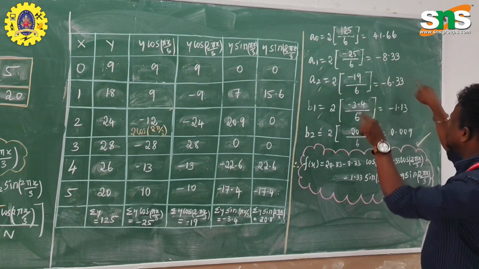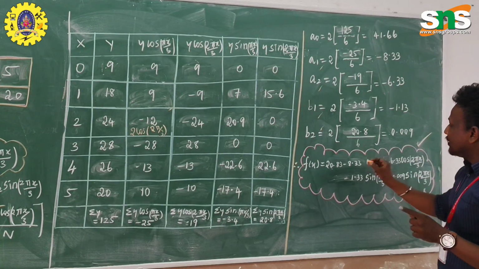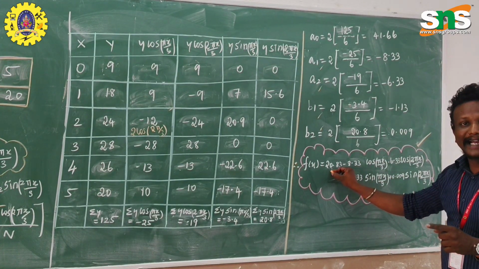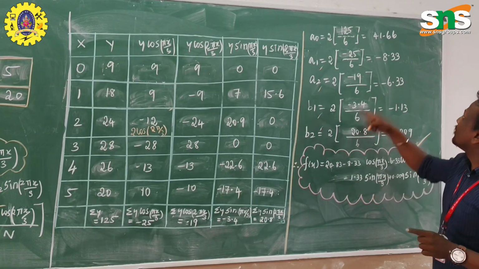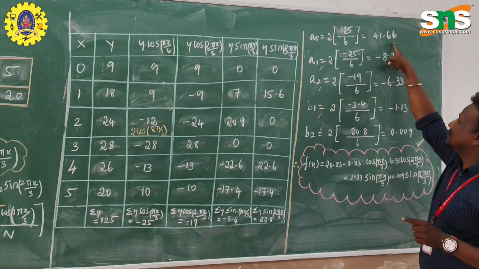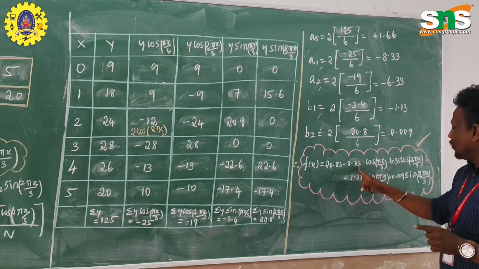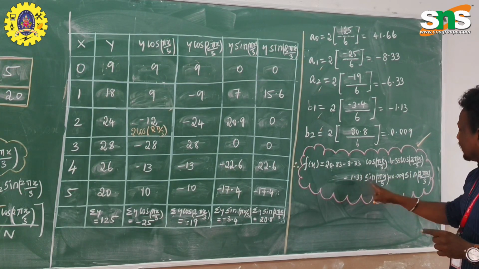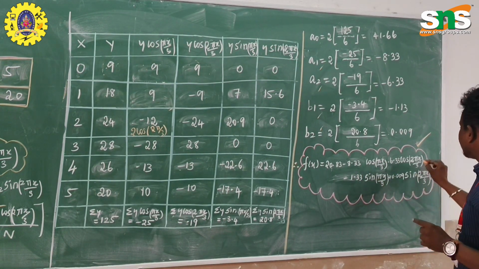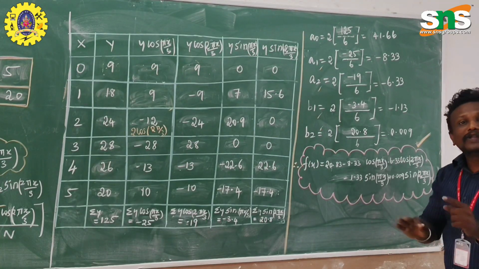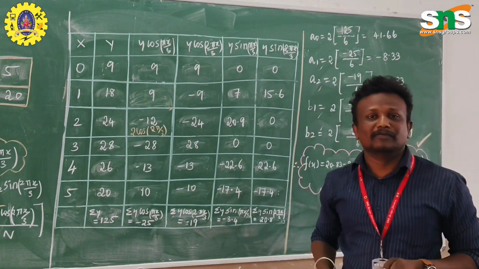After simplification, you substitute the results. A naught divided by 2: the value of A naught is 41.66, divided by 2 is 20.83. Similarly, A1 and A2, B1 and B2. This is what we require. This is the required Fourier series expansion for this problem.